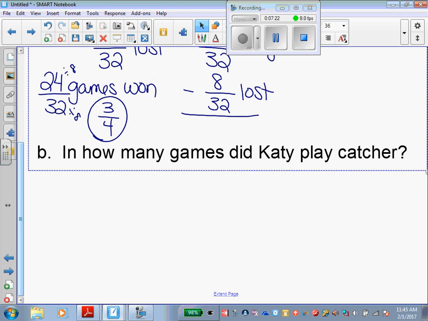All right, let's look at this next one. In how many games did Katie play catcher? All right, so we have a whole other question. It wants to know how many games. So we're not talking fractions here, we're talking how many games. And now we're pulling in that information about Katie.